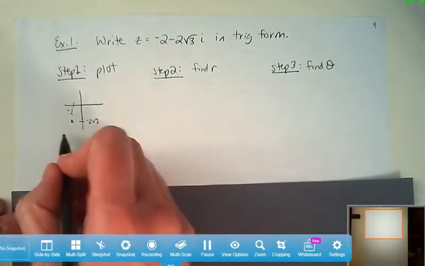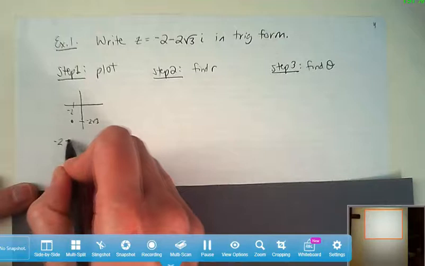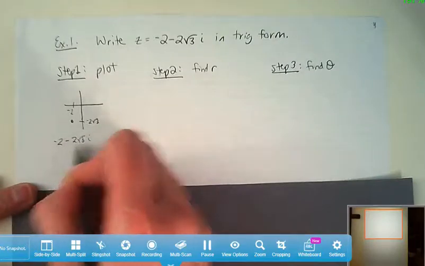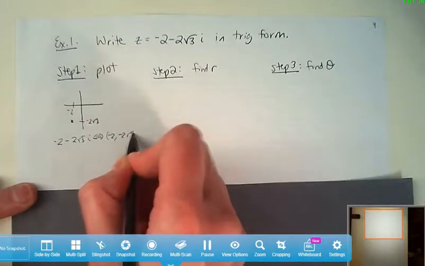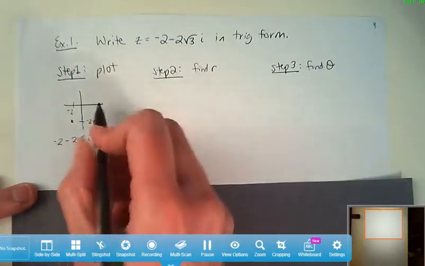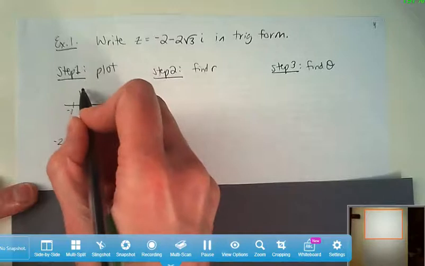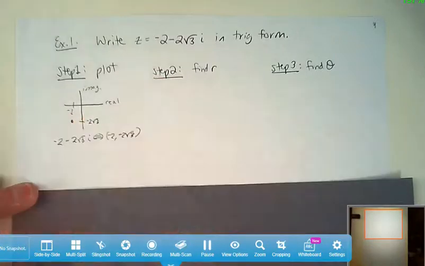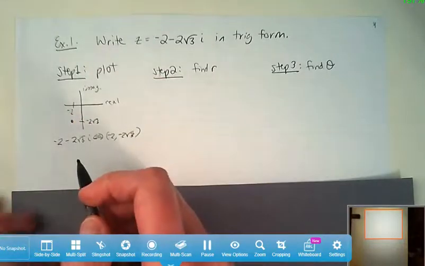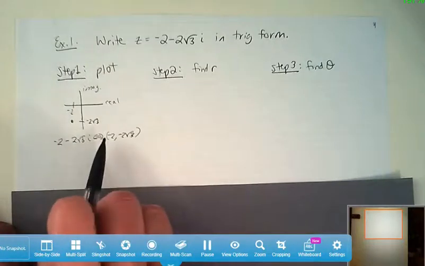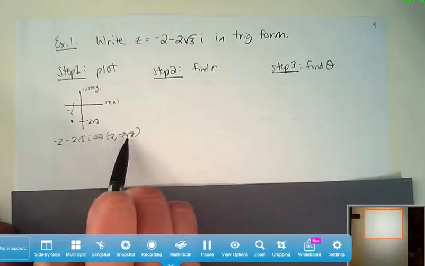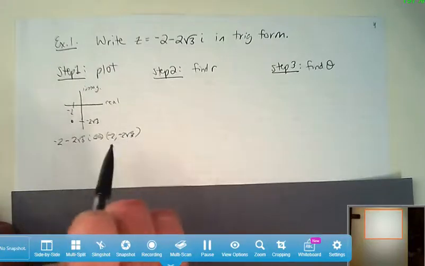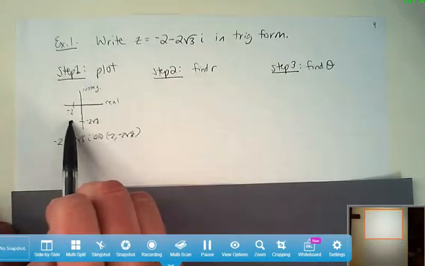And remember that that complex number, -2 minus 2 radical 3i, corresponds to -2, -2 radical 3. So even though this is technically the complex plane where this is our real and our imaginary axis, we're so used to thinking of x's and y's that we can think of this as going left 2, like an x coordinate, and then down 2 radical 3, like a y coordinate. Okay, so we got our plot. Now we know what quadrant we're in.